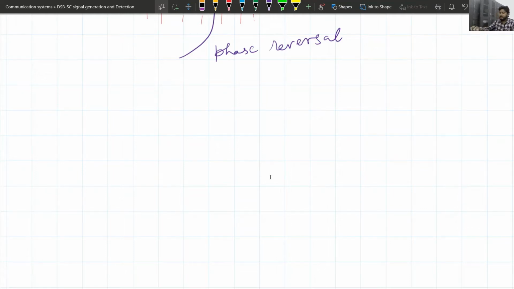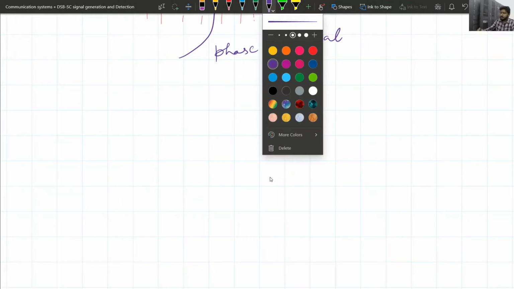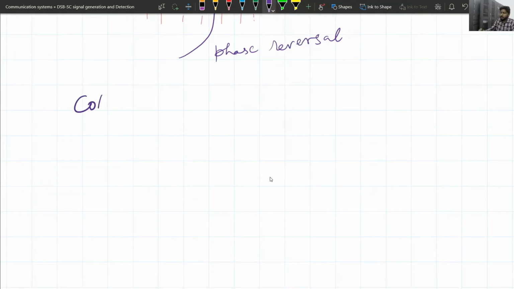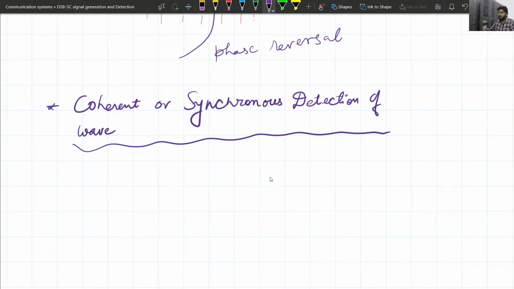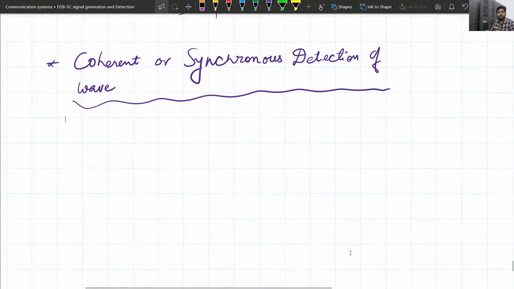There is another very important method of detection of DSB-SC waves, which is known as the coherent detection or synchronous detection of wave. Why is it called coherent or synchronous detection?